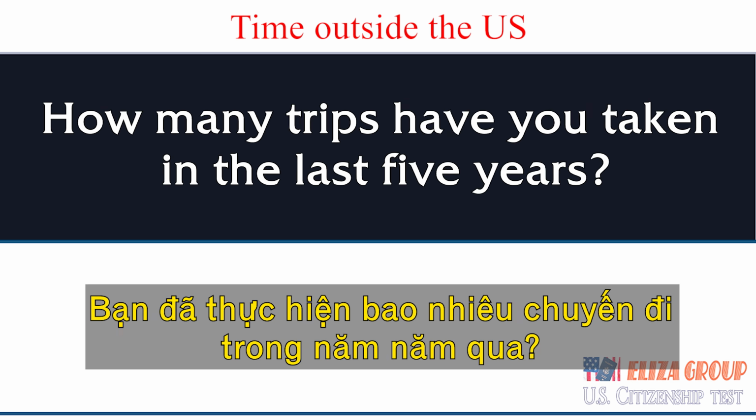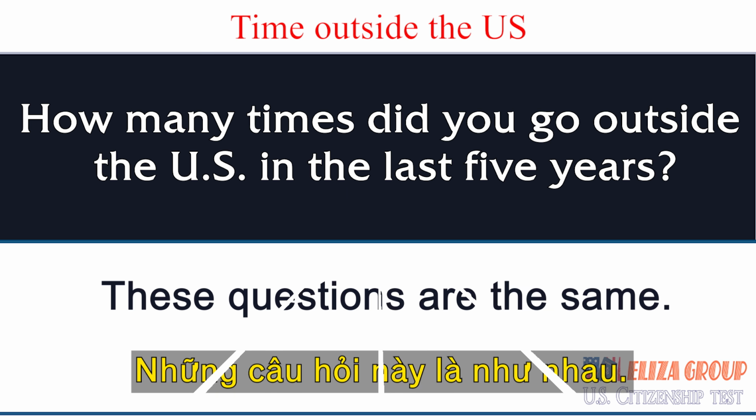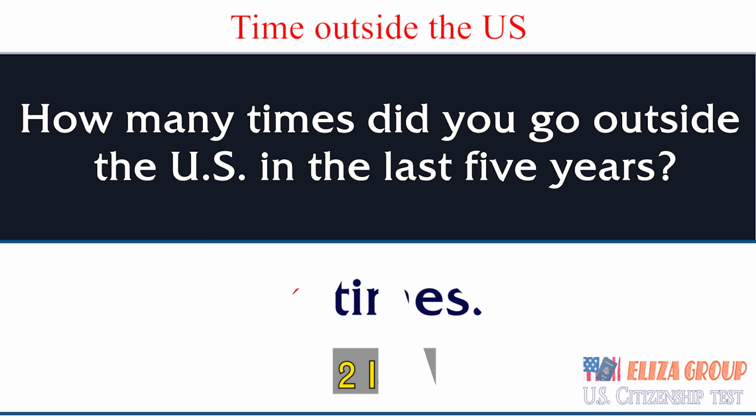How many trips have you taken in the last 5 years? How many times did you go outside the U.S. in the last 5 years? These questions are the same. To answer these questions, for example, you can say 2 trips or 2 times.